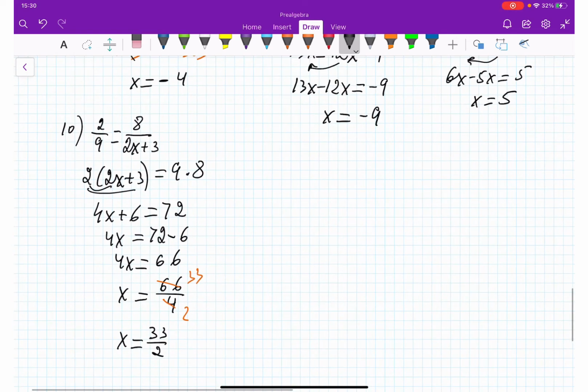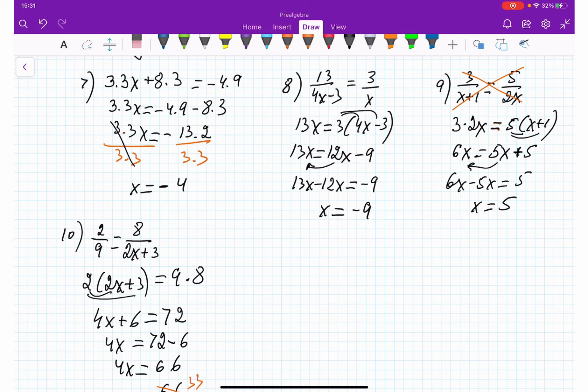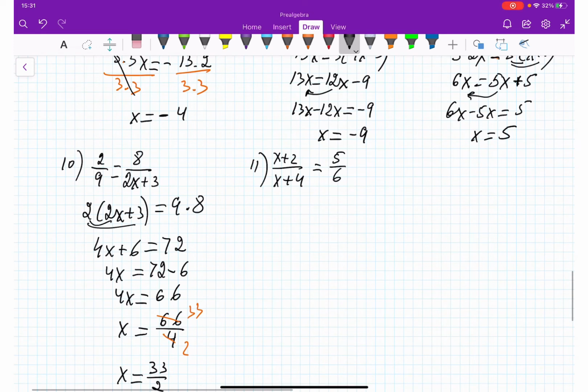Number 11. So, number 11. X plus 2 over x plus 4 is equal to 5 over 6. Okay, let's multiply. 6 times x plus 2 equals 5 times x plus 4.